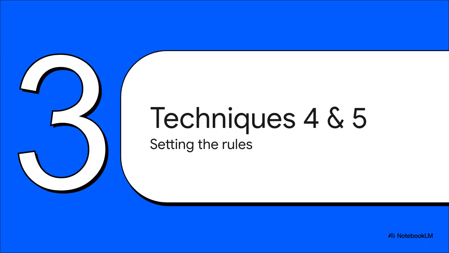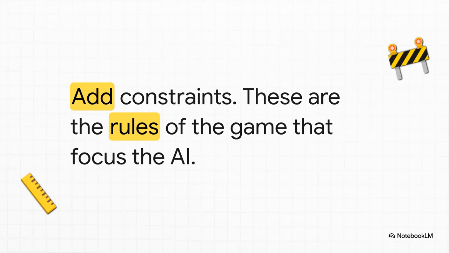All right, we're on to our final 2 techniques, 4 and 5. These are all about setting the rules. I like to think of it as building guardrails for the AI, to keep it perfectly on track and guarantee you get a great response. So, technique number 4 is all about adding constraints. You can think of these as the rules of the game. By setting limits and telling it your specific requirements, you help focus the AI, and most importantly, you stop it from going off on some weird, irrelevant tangent.